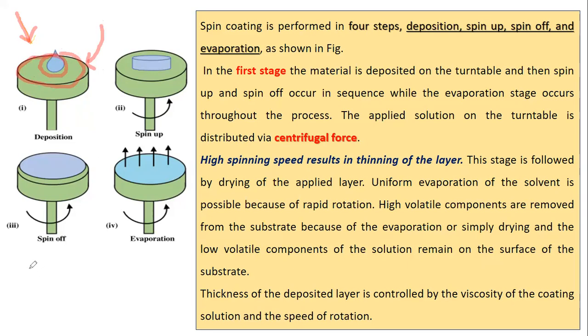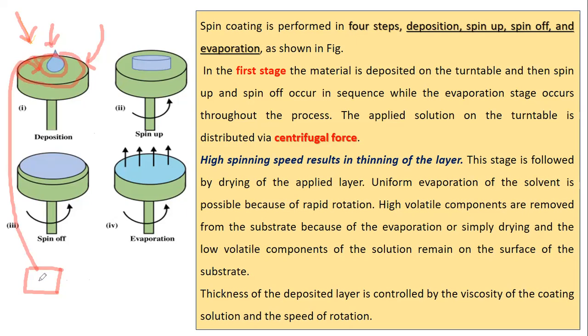If we are planning to make a 1 centimeter by 1 centimeter substrate, and we plan to deposit a solution by using the spin coating machine, we simply mount that substrate here in this way. After that, we simply put one drop cast here, and the drop cast is deposited onto that substrate.